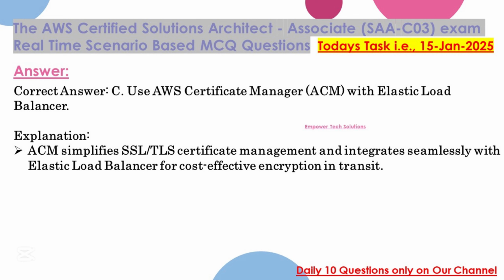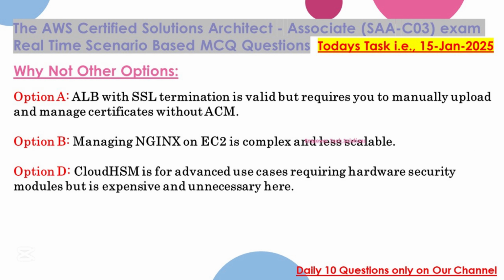Correct answer: C. Use AWS Certificate Manager, ACM, with Elastic Load Balancer. Explanation: ACM simplifies SSL/TLS certificate management and integrates seamlessly with Elastic Load Balancer for cost-effective encryption in transit. Why not other options? Option A. ALB with SSL termination is valid but requires you to manually upload and manage certificates without ACM. Option B. Managing Nginx on EC2 is complex and less scalable. Option D. Cloud HSM is for advanced use cases requiring hardware security modules but is expensive and unnecessary here.